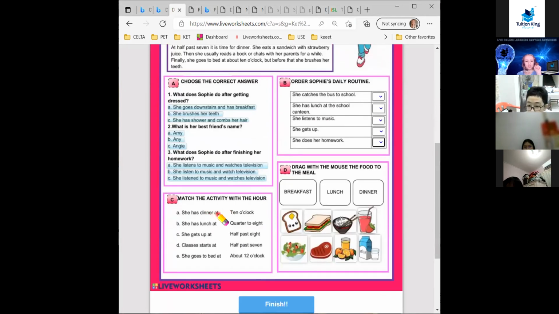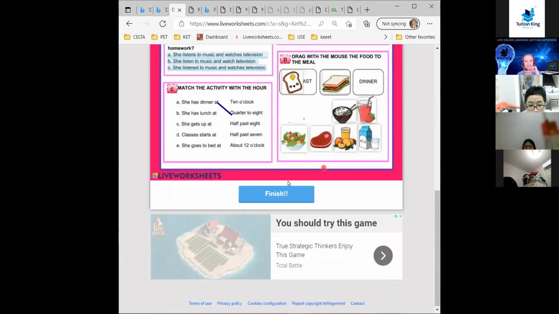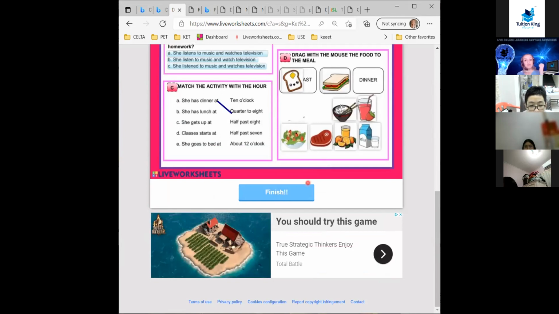In the third one, you're just going to take your pencil and match the answer. She has dinner at, you're going to find the time and connect those ones. And the last one, what does she eat for breakfast? For example, she eats that, you're going to put it over there. At the end, you're just going to press finish. So let's check out these answers. Obviously, at the end, you just need to put your name and I will receive your answers.